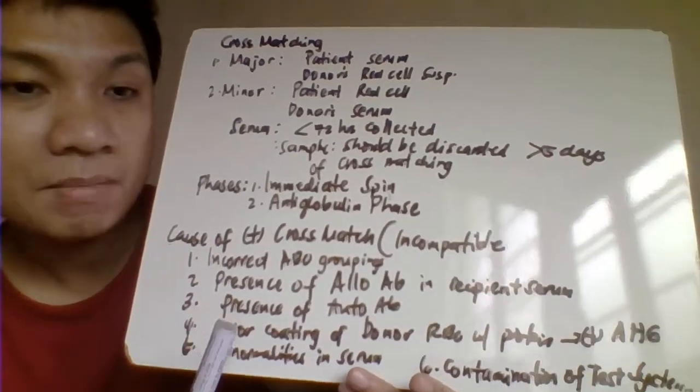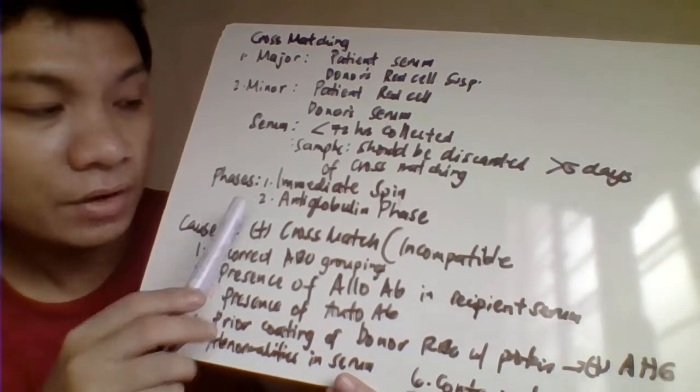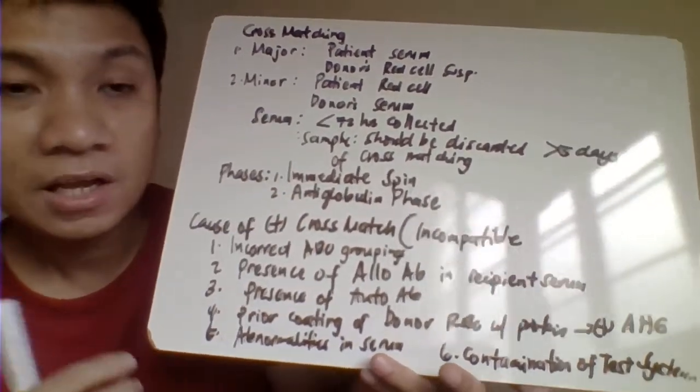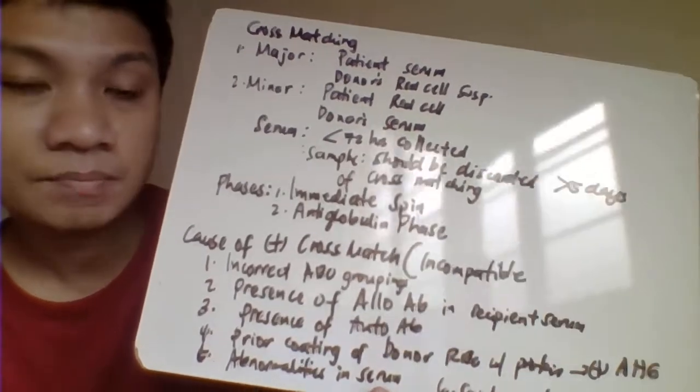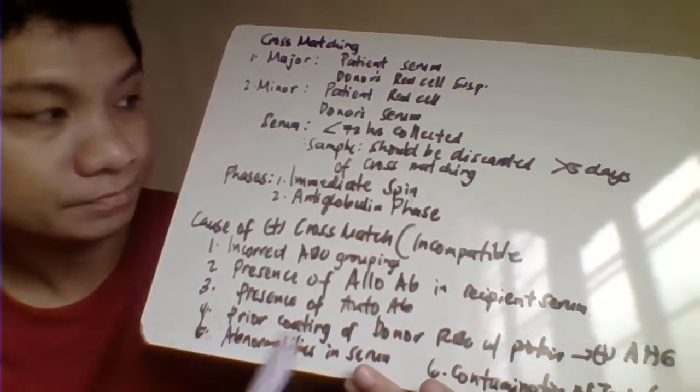Because this one is an IgM antibody. But for those other blood groups, which are IgG antibody, you can detect that by doing the antiglobulin phase, incubation at 37 degrees Celsius, carrying that one, proceeding with your antiglobulin testing.